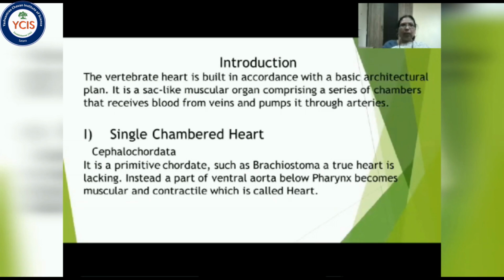Now we see the single-chambered heart. In cephalochordata, a primitive chordate such as Branchiostoma, a true heart is lacking. Instead, a part of the ventral aorta below the pharynx becomes muscular and contractile, which is called the heart.